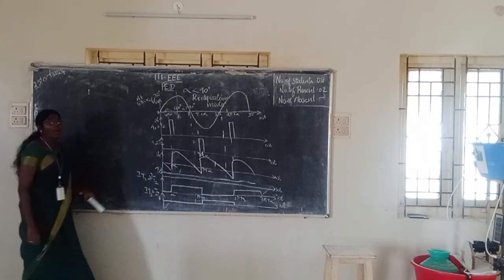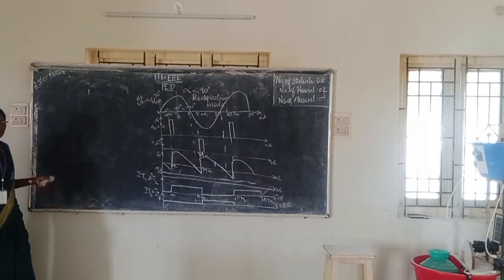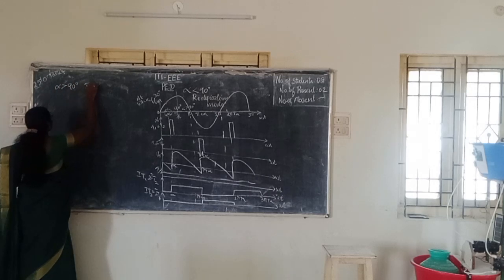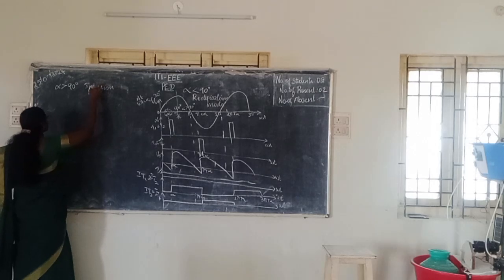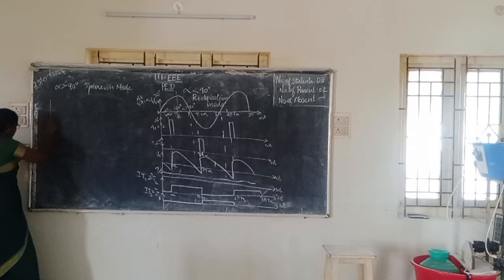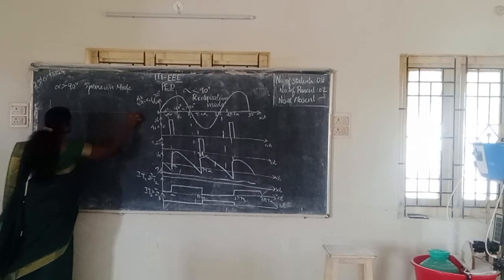This is called alpha less than 90 degree, that is rectification. What if alpha is greater than 90 degree? The name is called inversion mode.